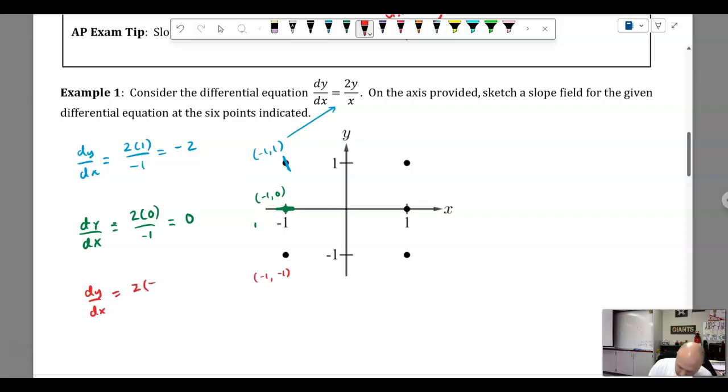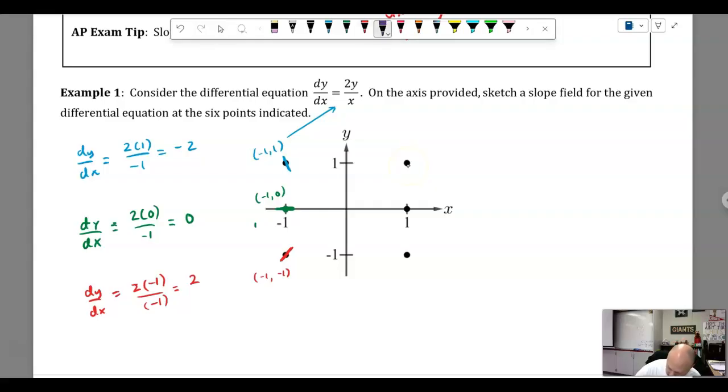We get 2 times negative 1, which is our y value, times negative 1, which is our x, divided by negative 1, which is our x value. So we get a positive 2. So this one's going up. We can do the same thing over here for these ones.